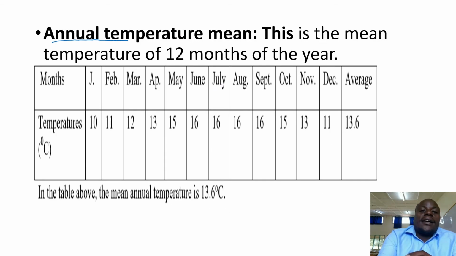Annual temperature mean. Annual means the year. Then this is the mean temperature of 12 months of the year. For example, the table here shows months and temperature received per month. So to get annual temperature mean, you will first add the temperatures for all the 12 months. Then you get the total divided by the number of months in a year, which I think is 12 months. Then you get annual temperature mean.